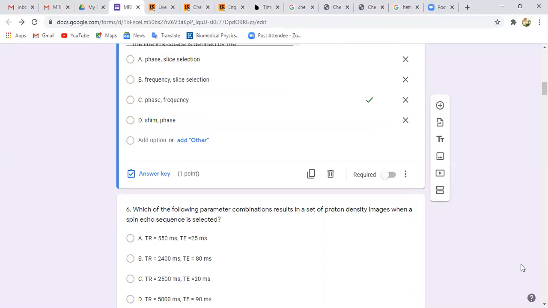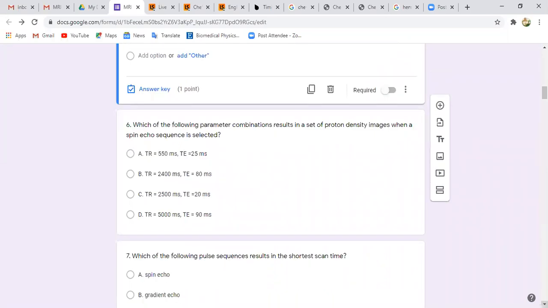Which of the following parameter combinations gives us proton density weighting when a spin echo sequence is selected? I think I went for C. I don't know. The longer TR and shorter TE. Okay. Do you have any other response?